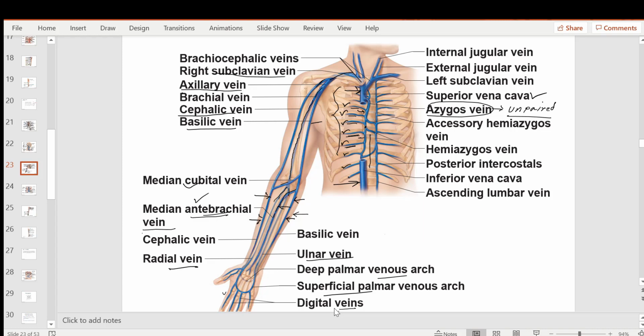Now, that is the azygos vein. There are two more veins in the left side of your vertebral column, called hemiazygos, although you can see here only one has been shown. But let me draw here. So this is your vertebral column.